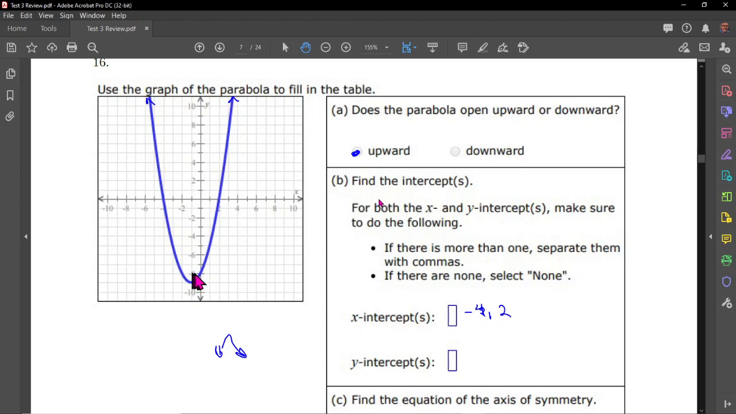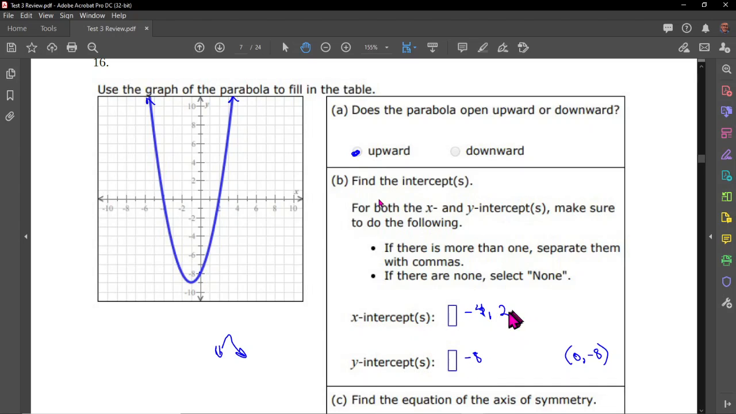The y-intercept, it does cross the y. It crosses at y equals -8. So for both x, y, make sure to do the following. If there's more than one, separate them with commas. If there are none, select none. And again, as far as formatting, for the y-intercept, we could list it as the point 0, -8. But I think this way, Alex is just wanting this number to be input.